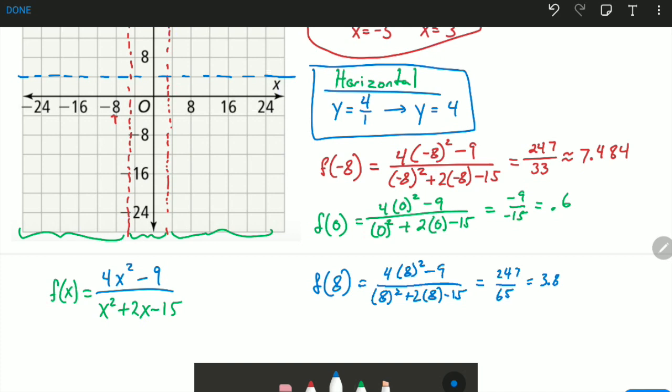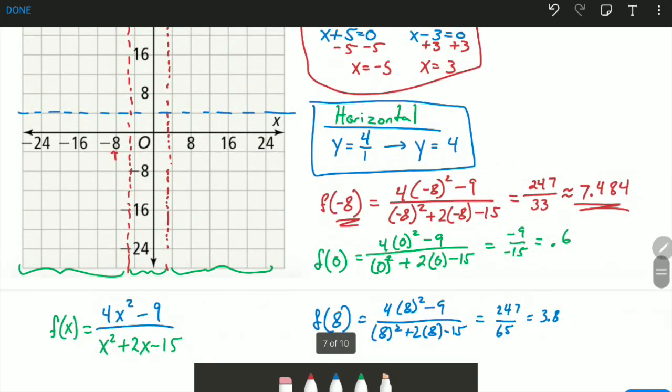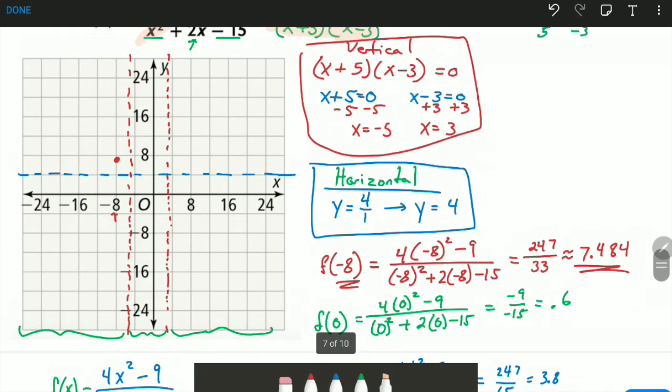Okay, with that, we're ready to go ahead and plot some points. So my first point is at negative 8, comma 7.4. So negative 8, comma 7.4 would be about here, which means in that first section, my graph is probably going to go something like this, hugging the asymptote, curving through the point, and hugging the asymptote.